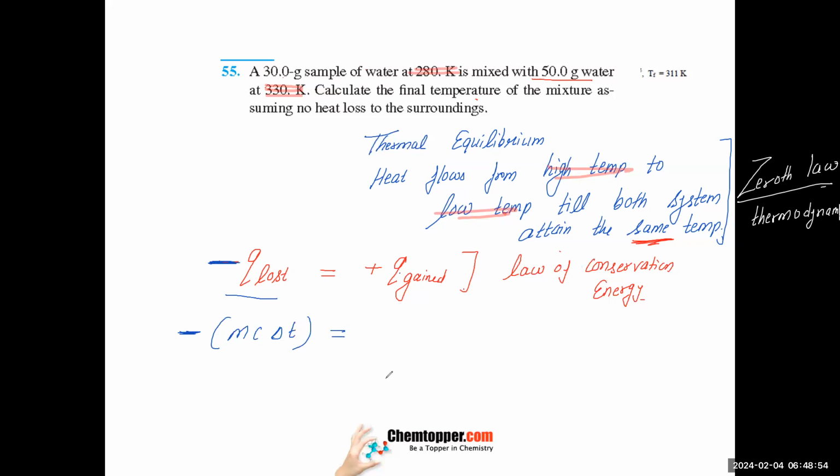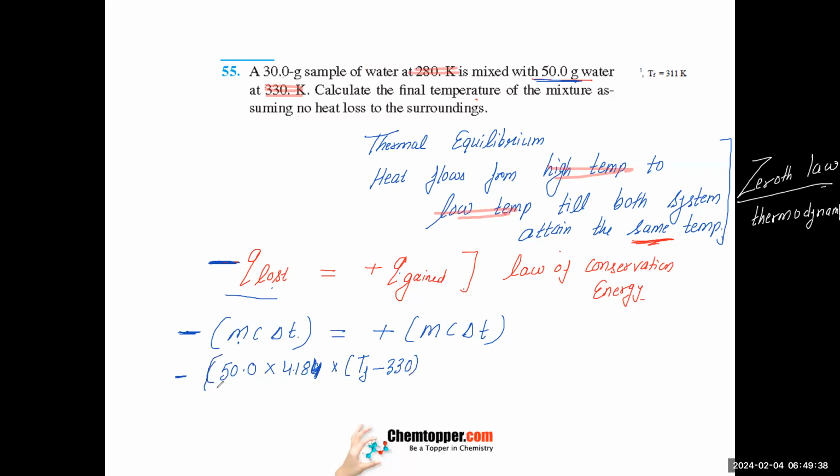And what is Q gained? Plus mC delta T. What is m here? This is 50 grams, right? What is C? 4.184, that will be given to you. What is delta T? T final minus T initial. Initial is 330.